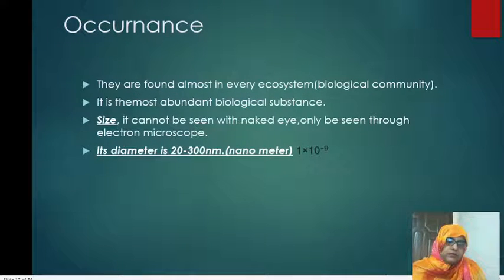Then occurrence. Where are they present? They are found almost everywhere in every ecosystem. Every biological community contains viruses. It is the most abundant biological substance. It cannot be seen with the naked eye, only through an electron microscope. The diameter is 20 to 300 nanometers, and nano stands for 10 power minus 9. For bacteria, it is in micrometers, and micro stands for 10 power minus 6.